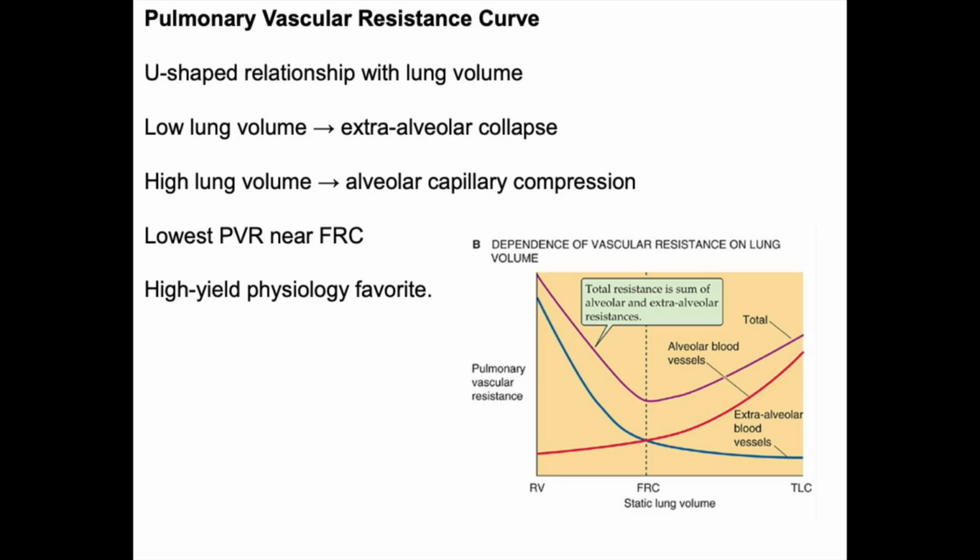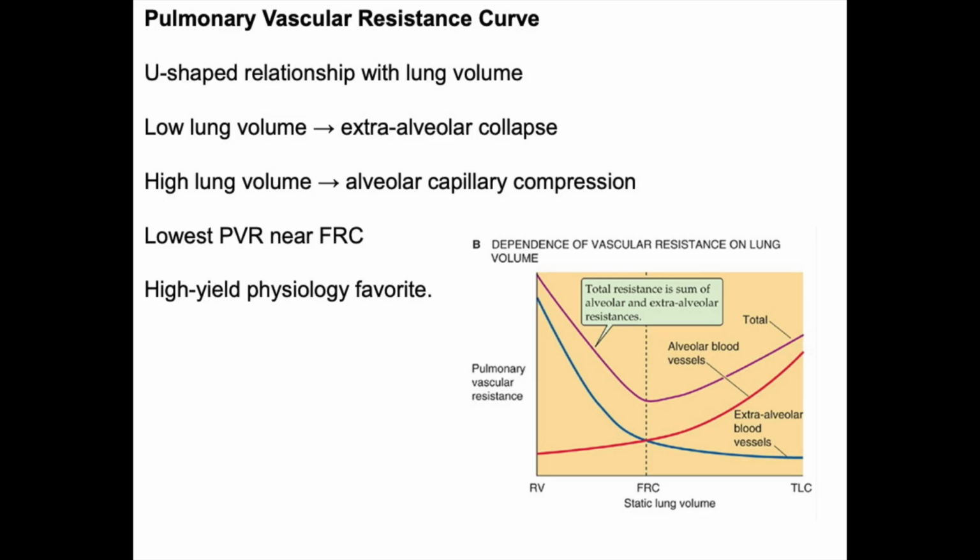So when obstruction affects small airways diffusely, resistance rises dramatically. So this curve is one of the most commonly tested physiologic relationships. Pulmonary vascular resistance follows a U-shaped relationship with lung volume. At low lung volumes, extraalveolar vessels collapse because radial traction is reduced. Resistance increases. At high lung volumes, alveoli expand and compress alveolar capillaries. Resistance increases again. The lowest pulmonary vascular resistance occurs near FRC, the resting equilibrium volume.